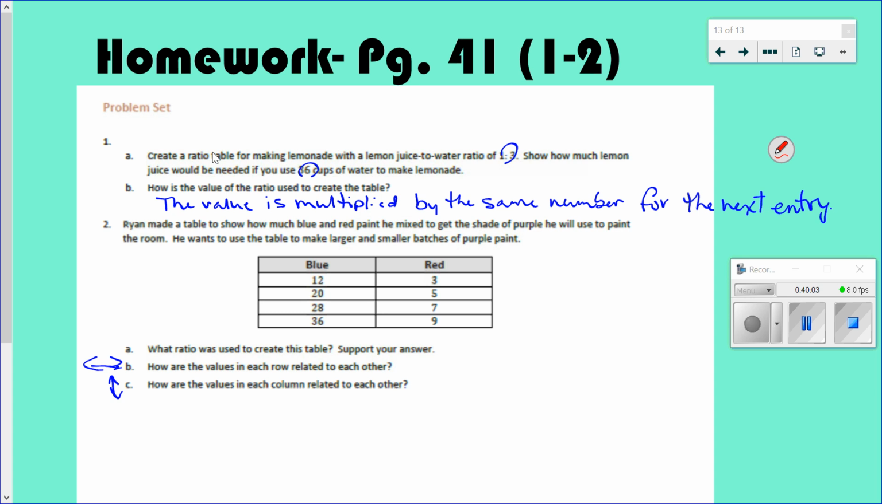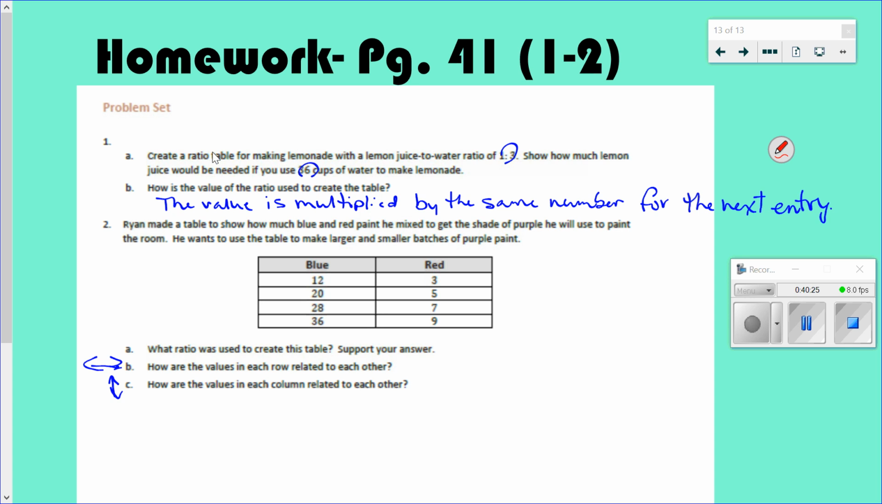Second, part B. We haven't talked about this much, so here is your answer. How is the value of the ratio used to create the table? The value is multiplied by the same number for the next entry. So that initial value multiplied by the same number. So that's the answer. If you want to copy it down, I already did 20% of your homework for this page.